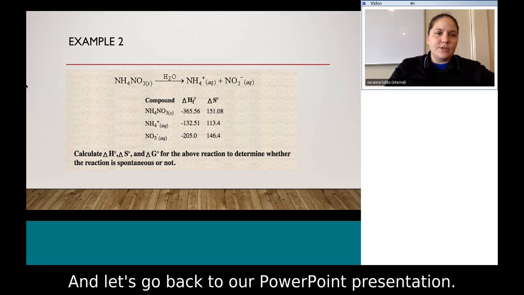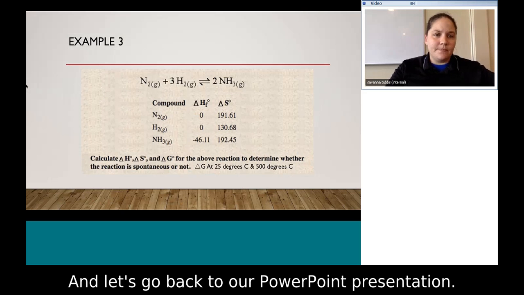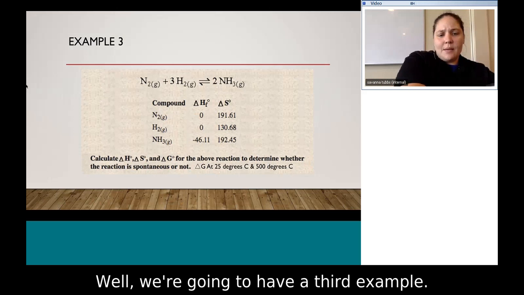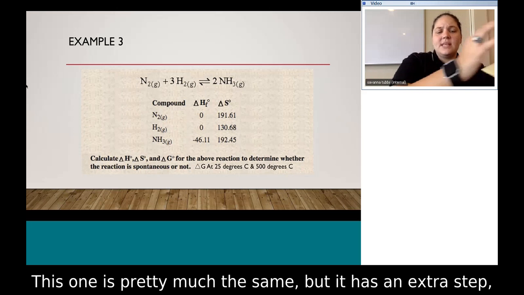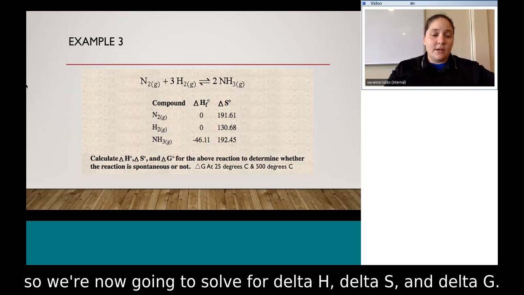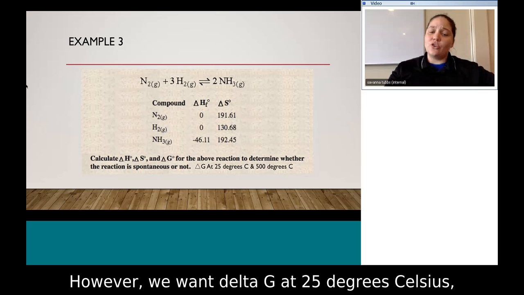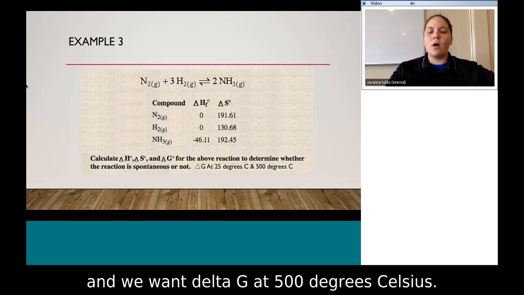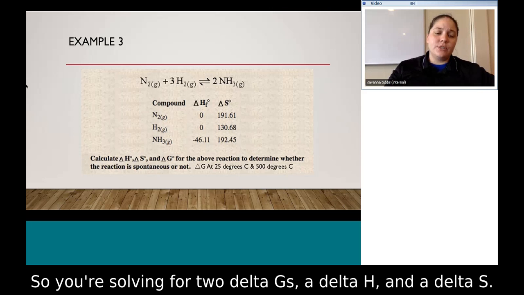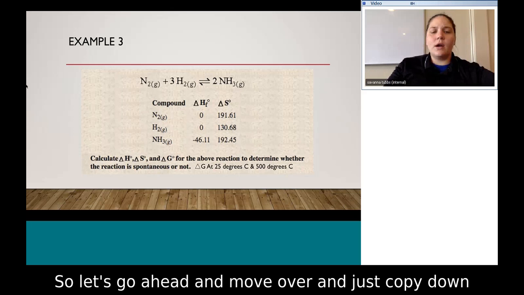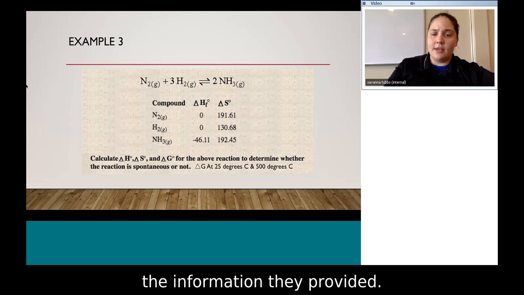And let's go back to our PowerPoint presentation, where we're going to work a third example. This one is pretty much the same, but it has an extra step. So we're now going to solve for delta H, delta S, and delta G. However, we want delta G at 25 degrees Celsius, and we want delta G at 500 degrees Celsius. So you're solving for two delta G's, a delta H, and a delta S.